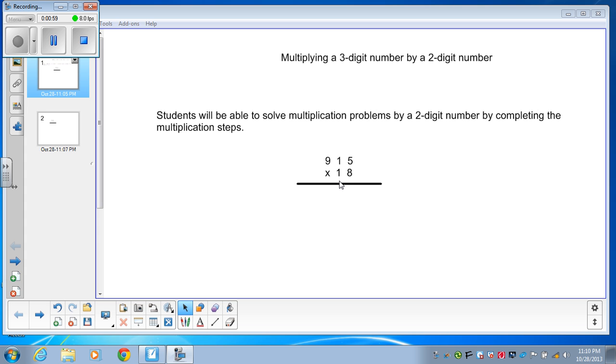2-digit number, and we begin multiplying by the ones. Unlike division, in multiplication we go from right to left. In division, we go from left to right. Because multiplication and addition are similar, and division and subtraction are similar.